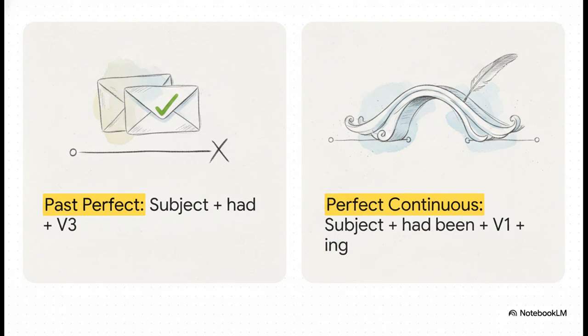The past perfect describes an action completed before a certain moment in the past. The formula relies on "had" plus a V3 verb. She had written a letter. It is highly specific. Contrast this with the past perfect continuous.